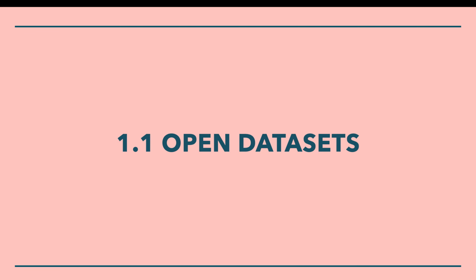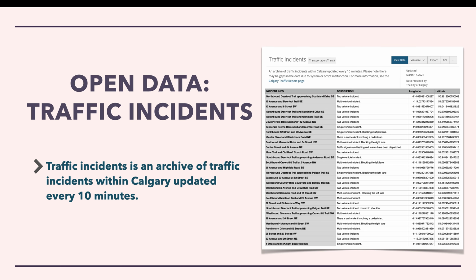As mentioned, the first dataset we use is traffic incidents. Traffic incidents is an archive of traffic incidents within Calgary, updated every 10 minutes. On the right side of the slide is an example of the data in the dataset. It consists of the addresses and the coordinates of the location where incidents took place.